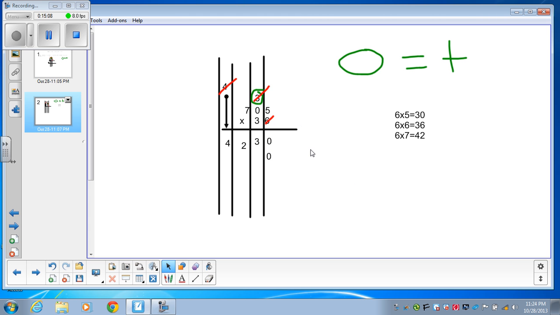All right, now I have to multiply the 3. I need help, class. Do I multiply 3 times 7 first? No. 3 times 0? No. 3 times 5. You're correct. 3 times 5 is? Good. 15. 5. Carry my 1.